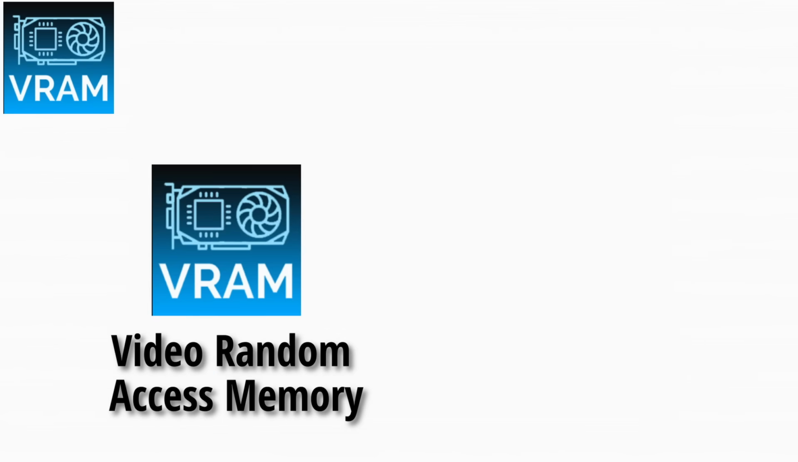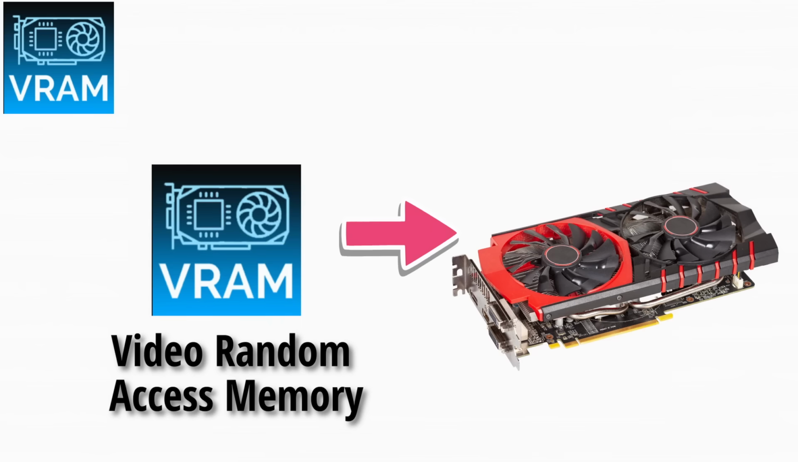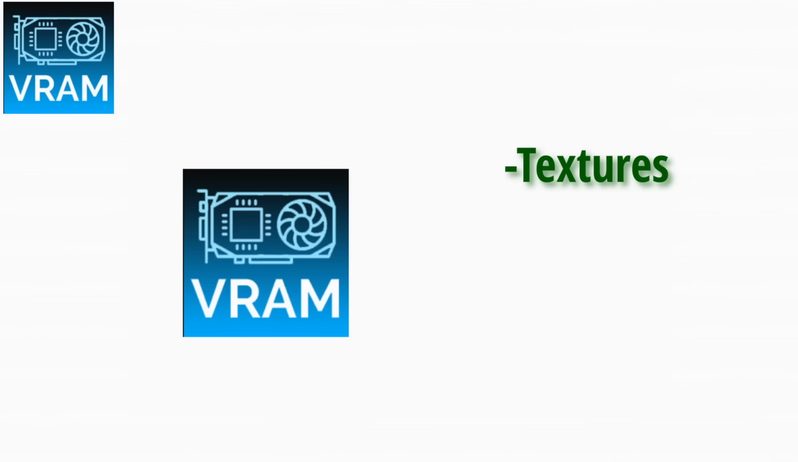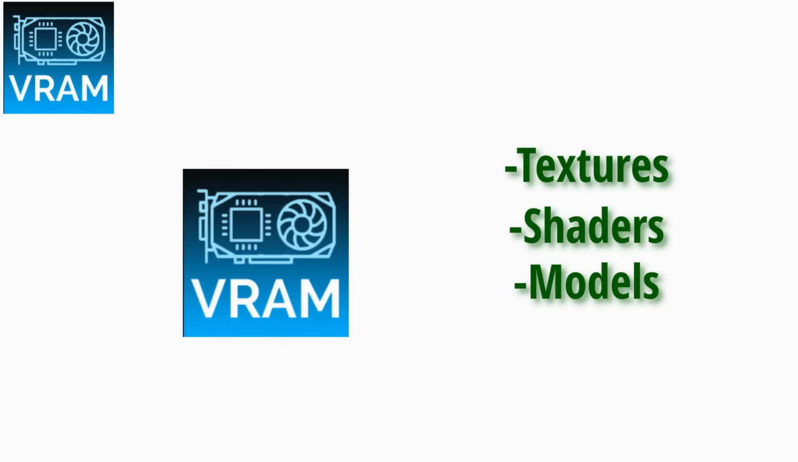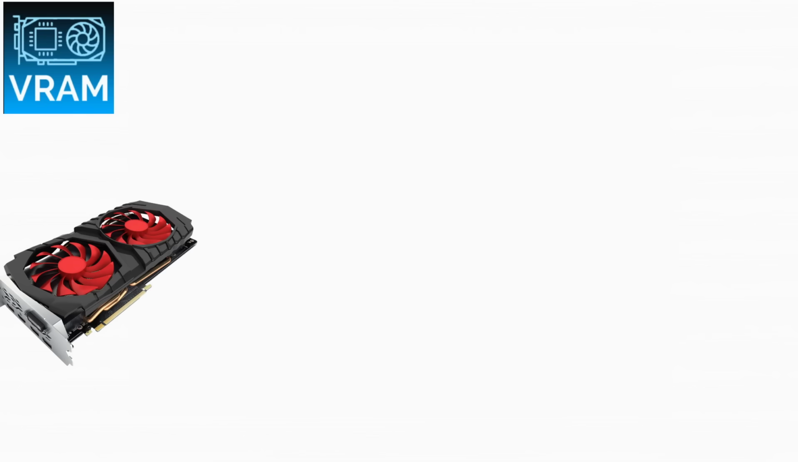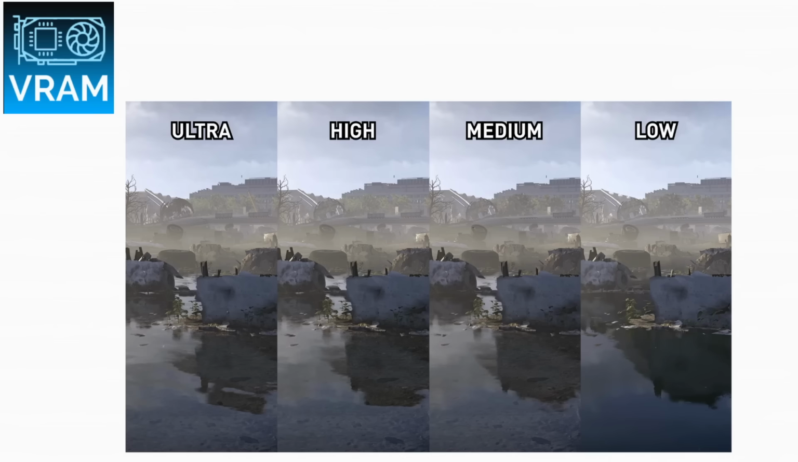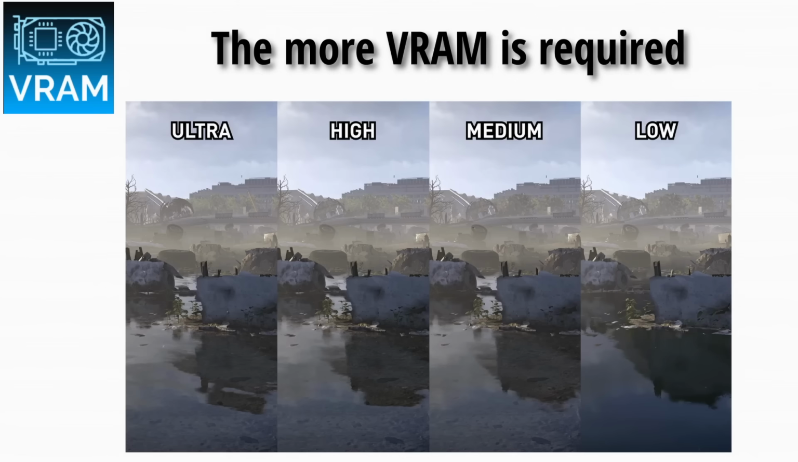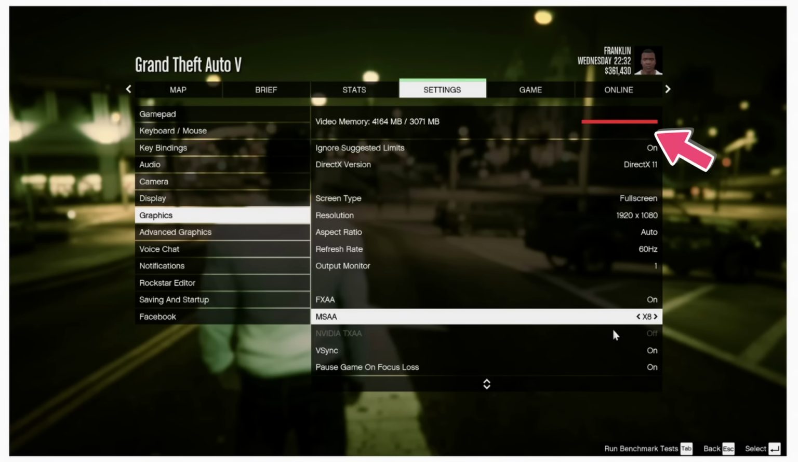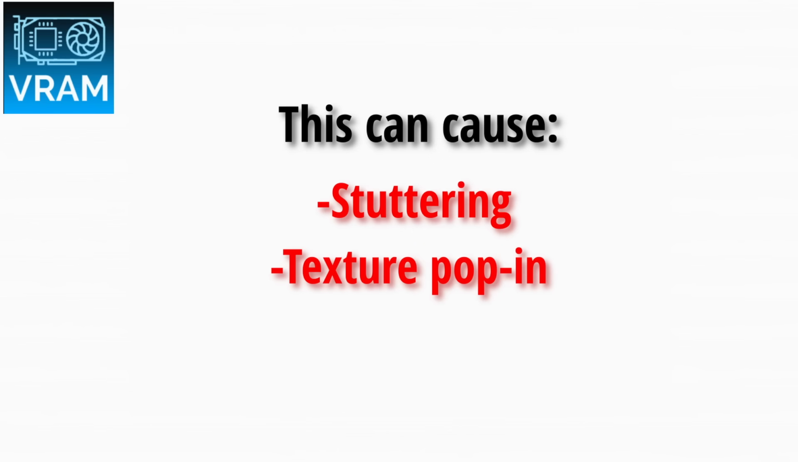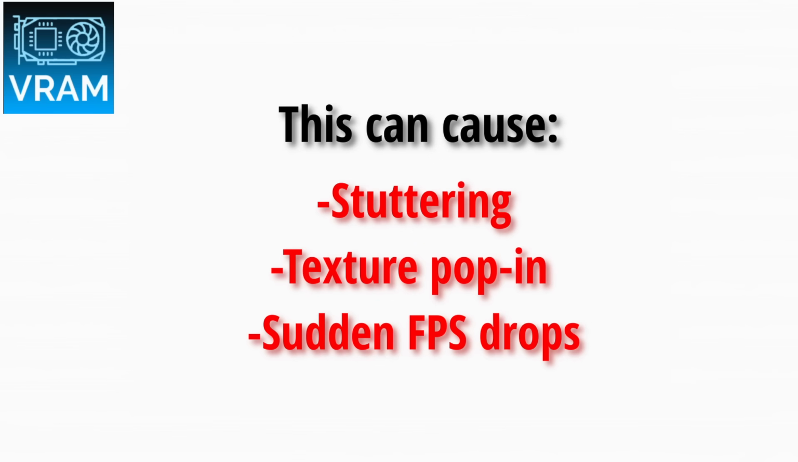VRAM stands for Video Random Access Memory, and it is the memory used by your GPU. VRAM stores textures, shaders, models, and other graphical data that the GPU needs quick access to while rendering a game. The higher the resolution and texture quality, the more VRAM is required. If a game uses more VRAM than your GPU has available, performance can drop significantly. This can cause stuttering, texture pop-in, or sudden FPS drops.